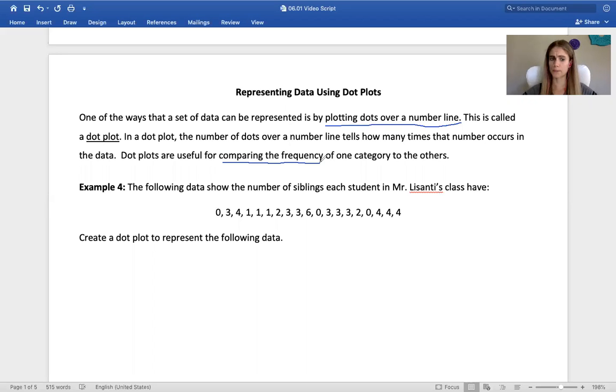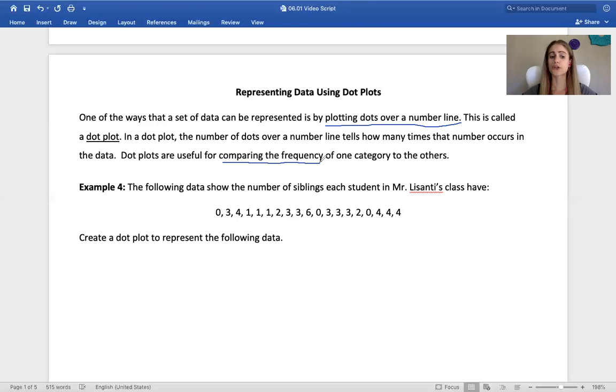So example 4. The following data shows the number of siblings each student in Mr. Lasante's class has. So that's a whole lot of numbers there. If I went to present this to you guys, I just kind of get overwhelmed. I see all these commas. It looks like one huge number. It's just ridiculous. But if we create a dot plot, it's going to organize our answers and make the information more presentable.